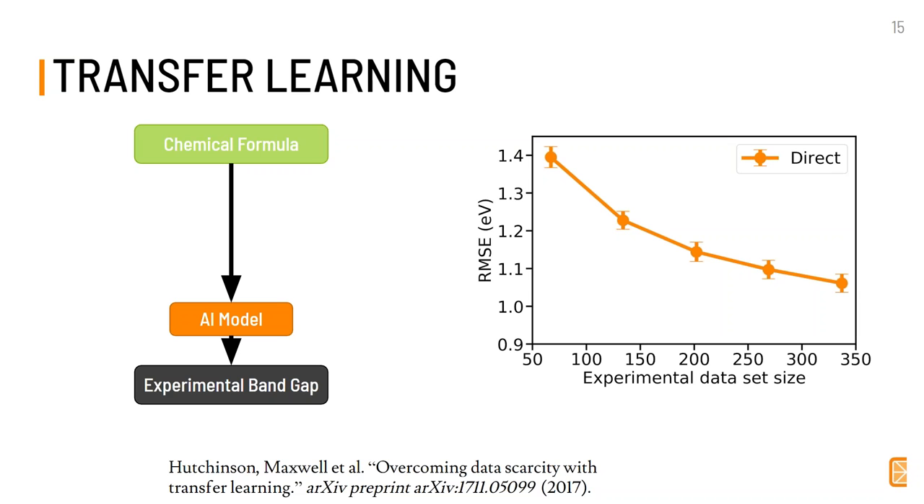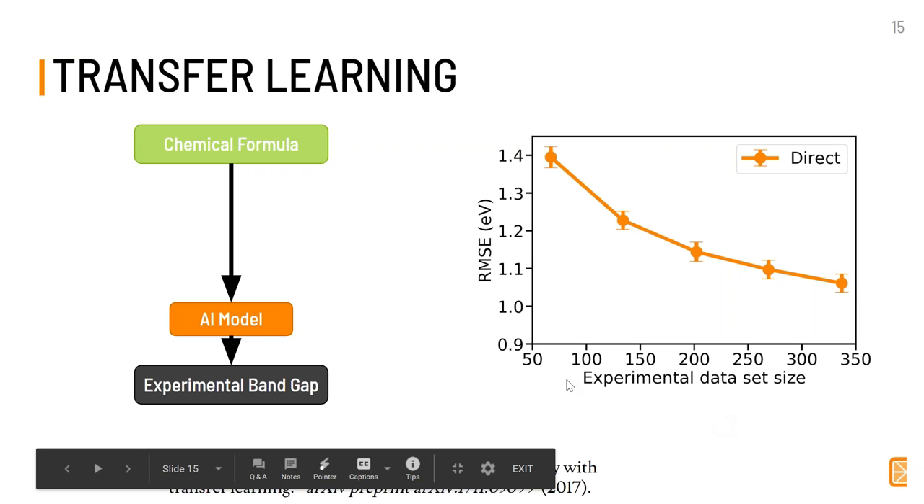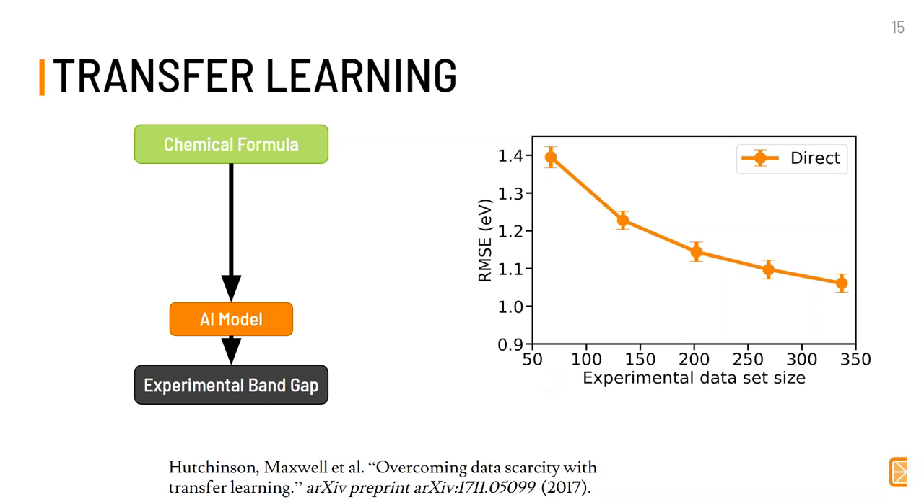Okay, the plot on the right-hand side of this slide is called a learning curve. On the horizontal axis, we have the size of the training set that was used to train the machine learning model. On the vertical axis, we have the performance of that machine learning model on a held-out set, which is never part of this training set. And what we see is what we would expect. The more training data you have, the more accurate the model is, the error goes down.